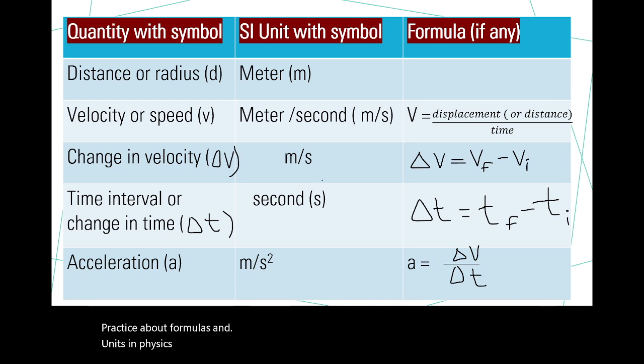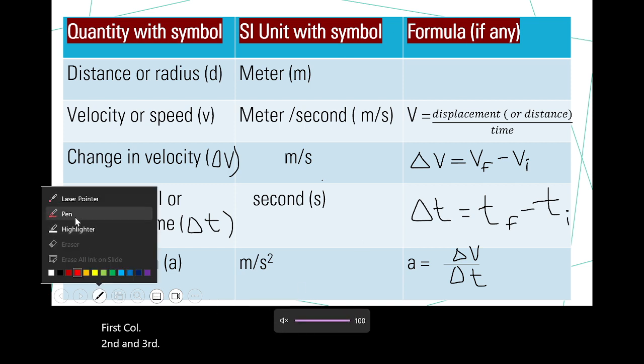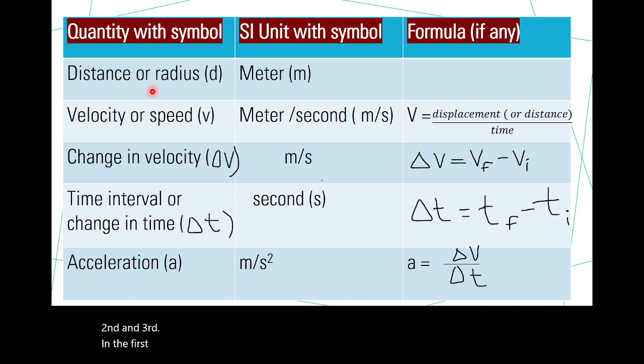Let us start. In this slide, you can see three columns: first column, second, and third. In the first column, we have quantities with their letters. The second column has their units, international units. The third column has formulas, if there is any formula. Now let us start.